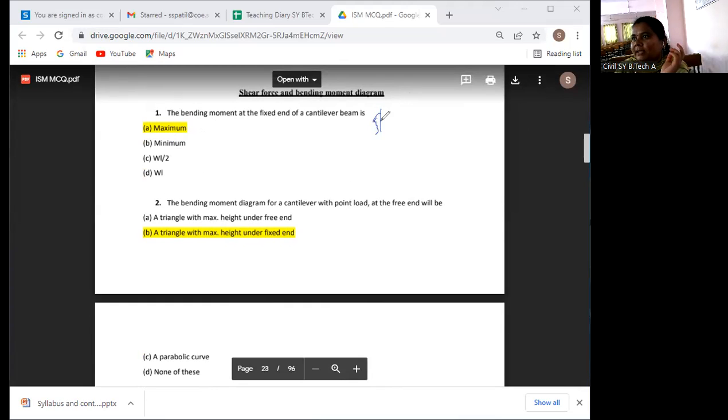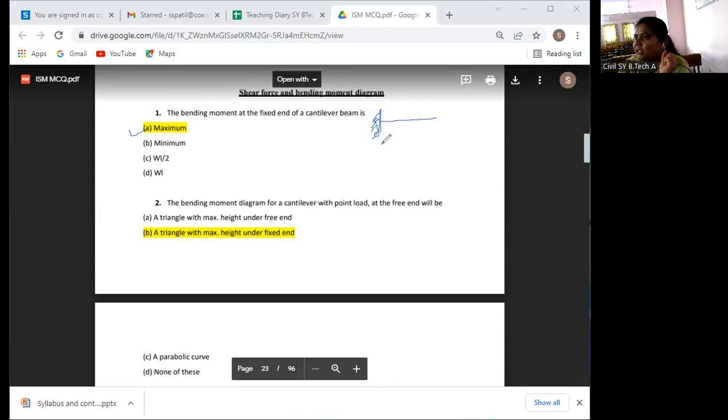Suppose this is our cantilever beam and this is the free end. The question is about the bending moment at the fixed end of a cantilever beam: maximum, minimum, WL by 2, or WL. The bending moment at the fixed end is maximum, so you have to remember this.